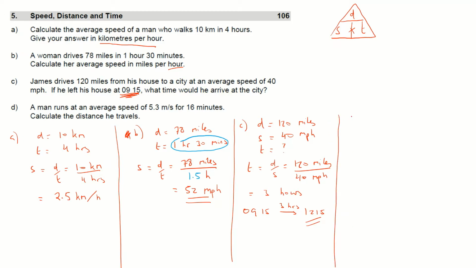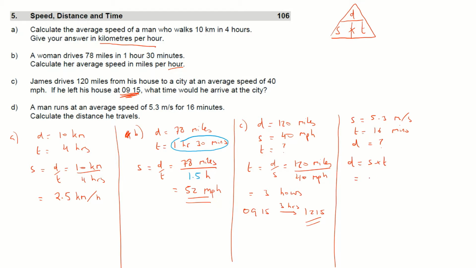Last one then. A man runs at an average speed of 5.3 meters per second for 16 minutes. The time is 16 minutes. Find the distance. Right, well, if you cover up the distance with your finger, you'll see the distance is speed times time.